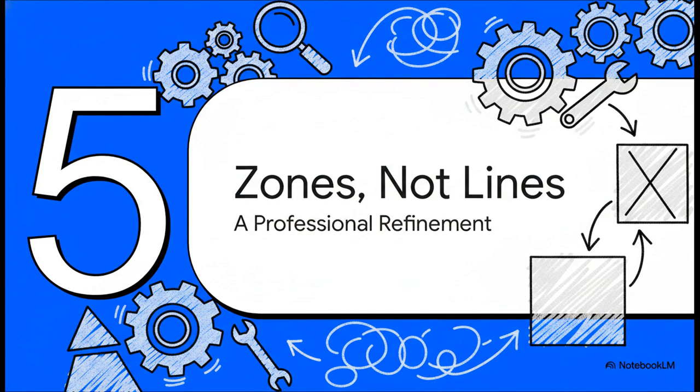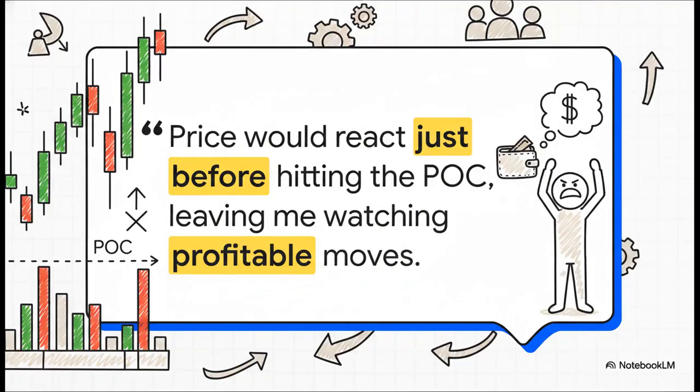All right, now for a pro tip. This is a small adjustment to the strategy, but trust me, it can save you from a ton of frustration and make this whole thing even more powerful. I'm sure this has happened to you. You see the setup, you're waiting patiently for price to hit that exact point of control line for your entry, and then it reverses just a few ticks away, leaving you watching a profitable move from the sidelines. It's so frustrating. So what's really going on?